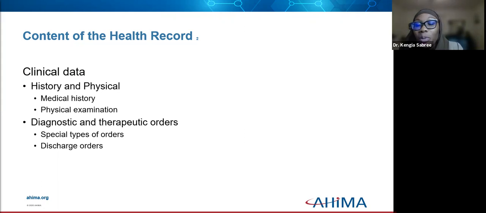Instead, they must be ordered only when necessary to protect the patient or other people from harm or injury. Okay, I hope that makes sense. So your discharge orders for hospital patients must be in writing and can only be issued by a physician. When a patient leaves against medical advice, this fact should be noted in lieu of a discharge order because the patient was not actually discharged.